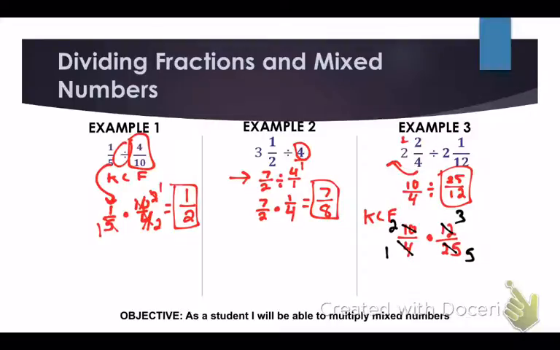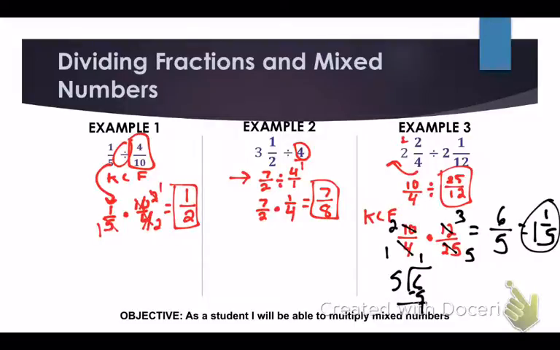Can I pre-simplify anything else? It does not look like it. Multiply straight across. 2 times 3 is 6. 1 times 5 is 5. We get 6 over 5, which we need to divide because it's improper. So 6 divided by 5, which gives us 1, with 1 left over, that means 1 and 1/5. Ladies and gentlemen, that is how you divide fractions and mixed numbers.